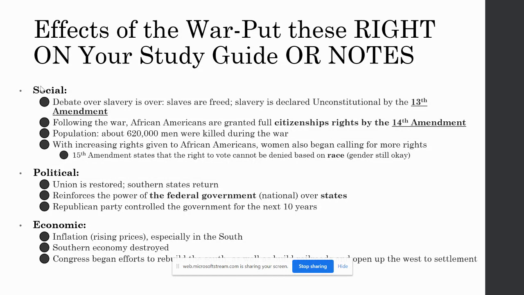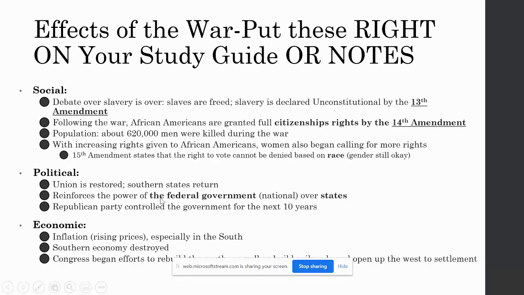Finally, knowing a couple of these effects is going to be important. The one that I think is probably most important is obviously the debate over slavery is over, but the key thing is that you have the 13th Amendment, which declares that slavery is unconstitutional, so you cannot have slavery unless people are in prison. A little bit different. Also gives African Americans freedom and citizenship rights with the 14th Amendment. Obviously, population: 620,000 men are killed, and then more women also start looking for more rights at this time now that more rights are being given to African Americans.